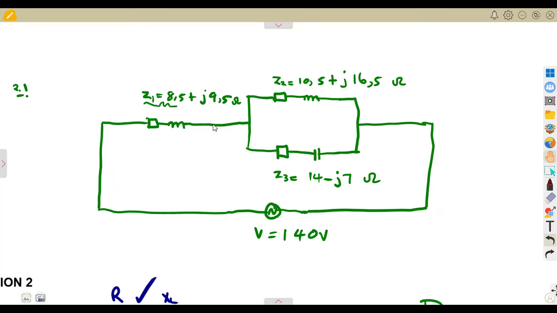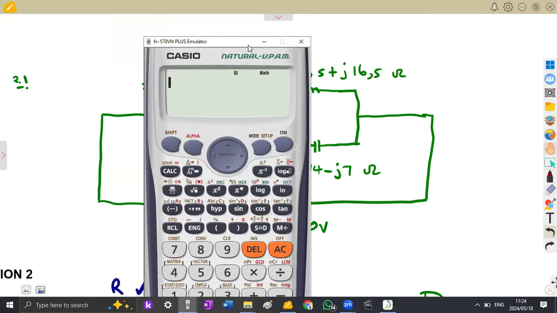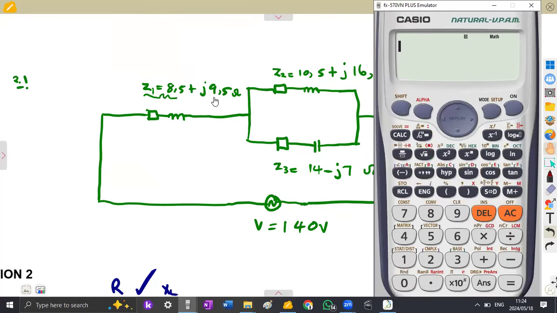All right, so the first one is given as 8,5 plus j9,5. In polar form, remember, I'm going to use shift to polar form. So you just press 8,5, then you separate this, that is shift, put this comma here. All right, then 9,5.